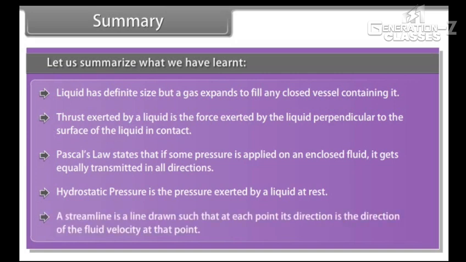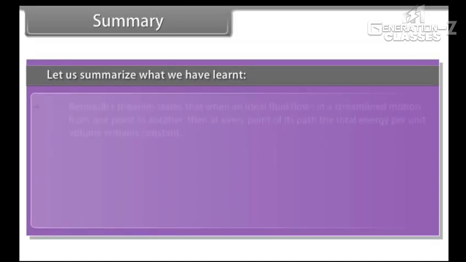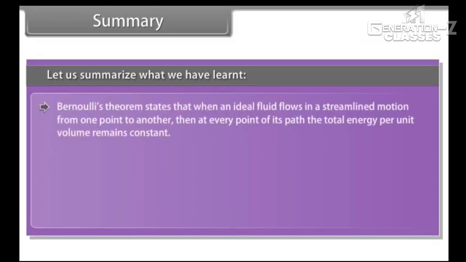A streamline is a line drawn such that at each point its direction is the direction of the fluid velocity at that point. Bernoulli's theorem states that when an ideal fluid flows in a streamlined motion from one point to another, then at every point of its path, the total energy per unit volume remains constant.